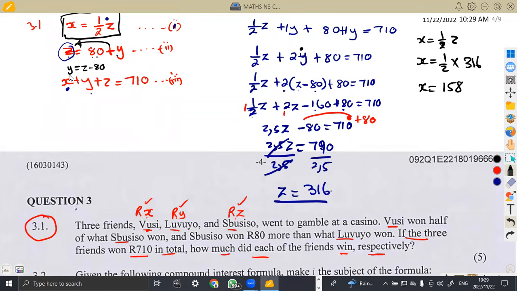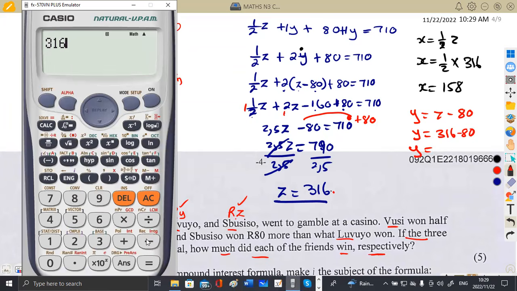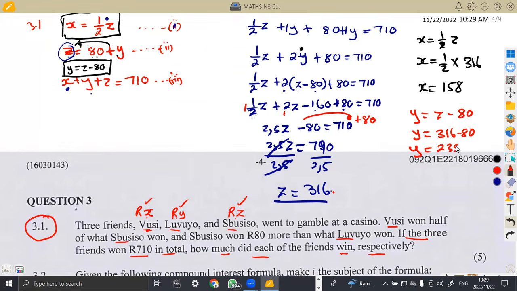Okay, to find Y, we said Y is equal to Z minus 80. So Y is equal to Z minus 80, and we have got Z here, which is 316. So it's going to be 316 minus 80. So Y was going to be 316 minus 80, which is 236. All right.